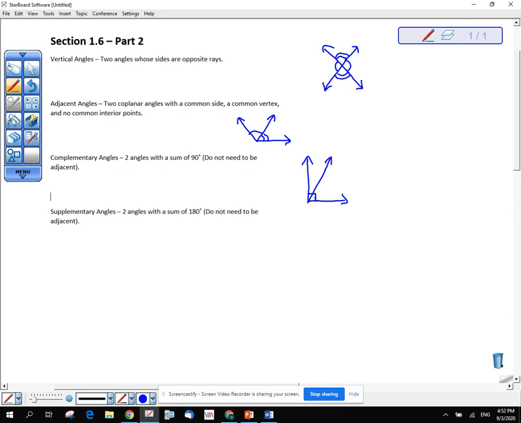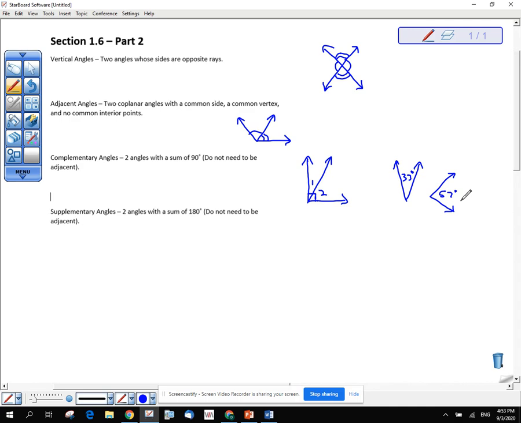And if there's some ray like this, and this is angle 1 and this is angle 2, yeah, okay, they're complementary angles. No doubt, angle 1 and angle 2 do add up to 90 degrees. But how about this? What if we had an angle like this, and it was 33 degrees, and then we had another angle over here, and it was 57 degrees? Those are complementary angles too. They don't need to be adjacent. 33 plus 57 is 90 degrees, and those are complementary.